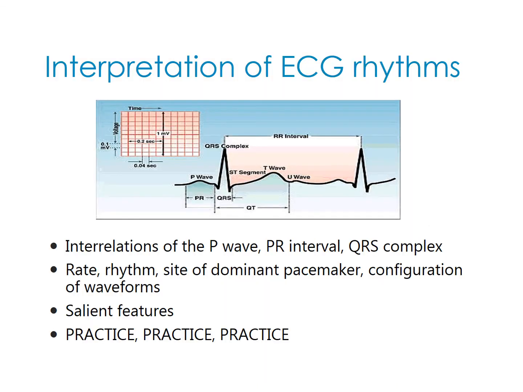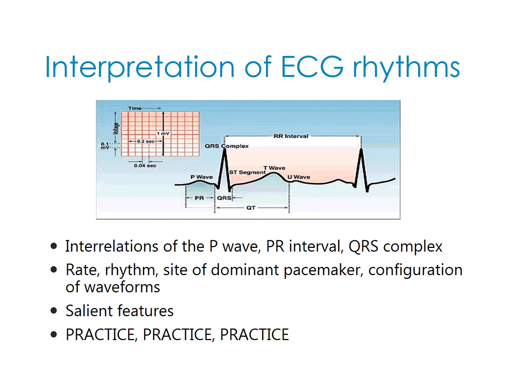So this slide here on interpretation of ECG rhythms requires analysis of waveforms and the interrelations of your P wave, the PR interval, and the QRS complex. So we are looking at rate, rhythm, site of the dominant pacemaker, and configuration of the waveforms. This will require repeated practice.